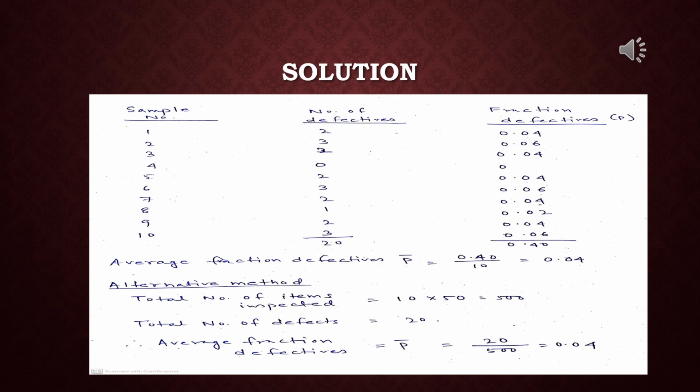Now, if we talk about the average fraction defective, that is P bar, what do we generally do? The total fraction defective divided by the number of samples, which is 10, gives me the P bar value at 0.04. If you do not like to solve P bar this way, the alternative method is this: the number of samples is 10 and each has a sample size of 50, so the total number of items that I am inspecting is 500. The total number of defects, which we have already counted, is 20. So the average fraction defective is the total number of defects divided by the total number of items inspected, that is 20 by 500, which again gives the same result, 0.04. You are free to go with either of the two methods.